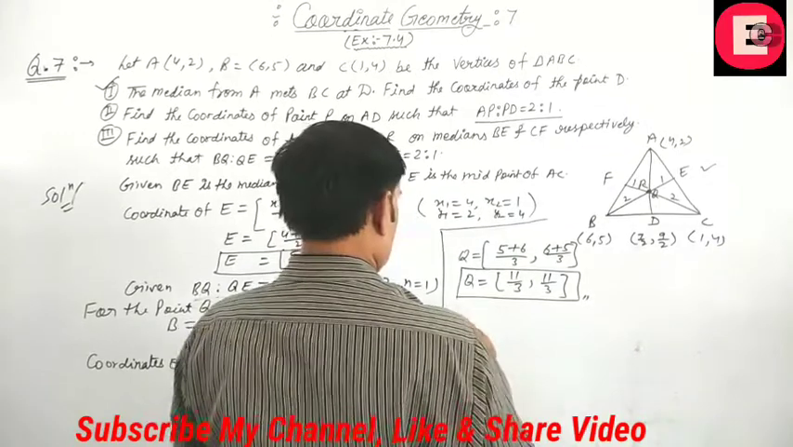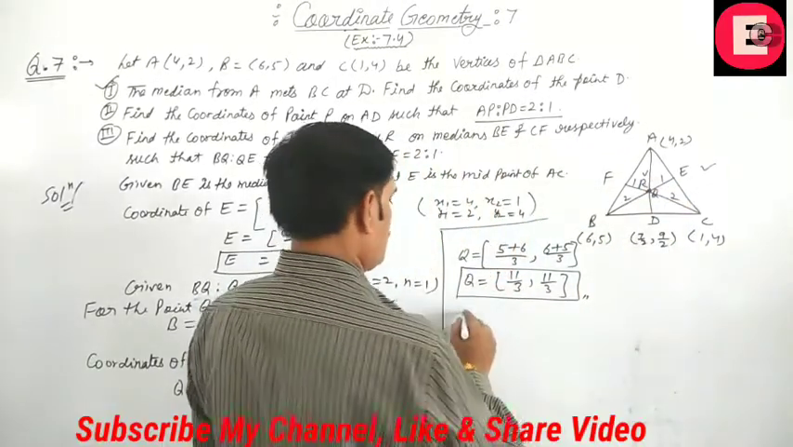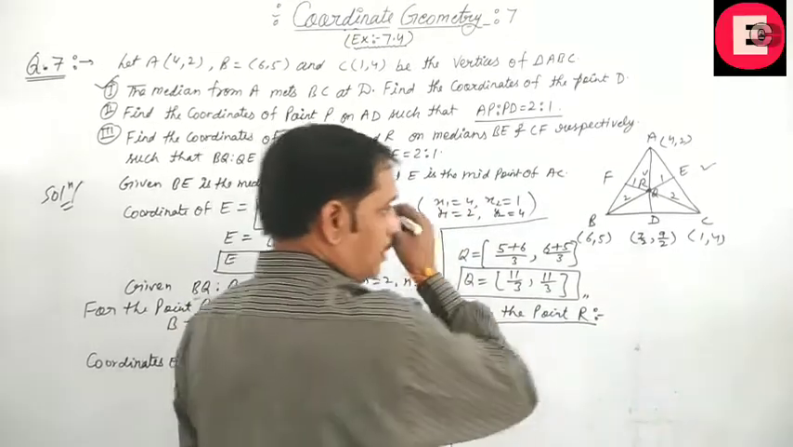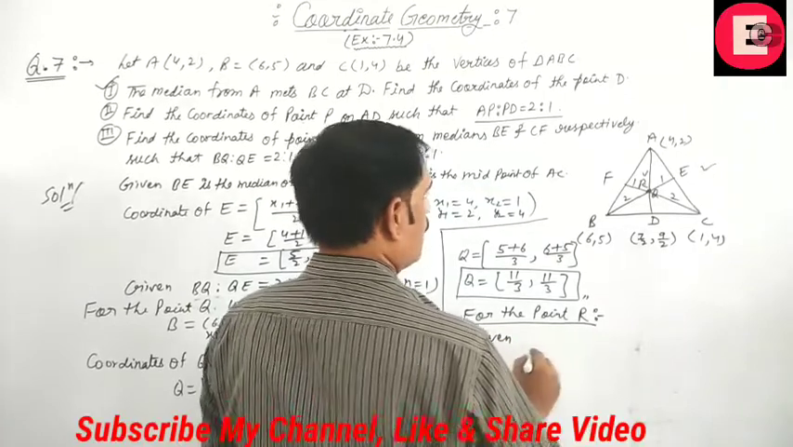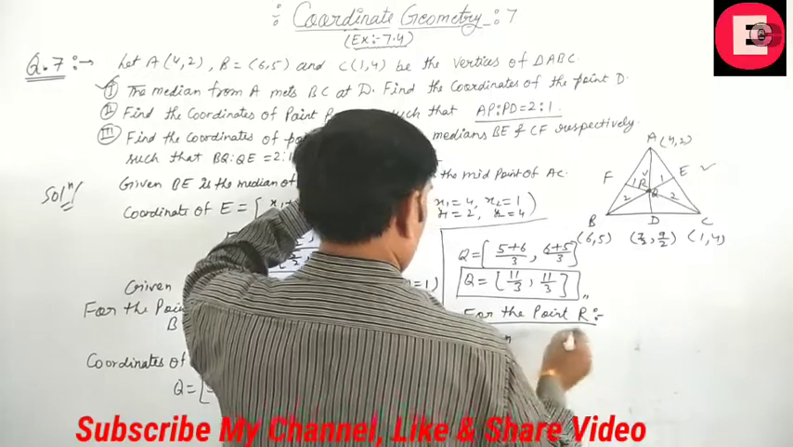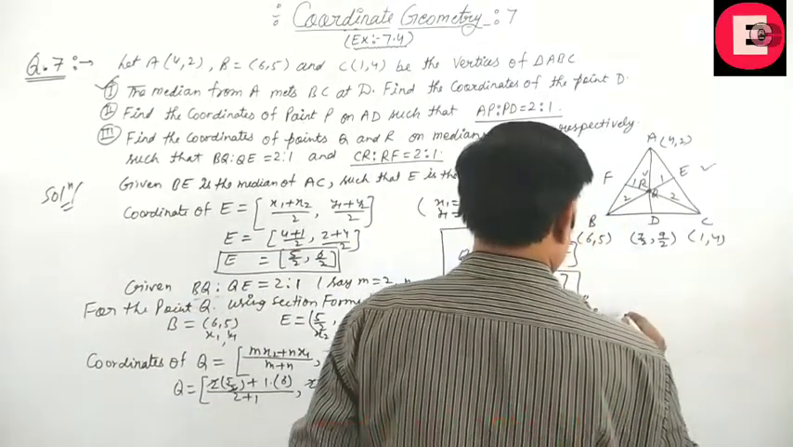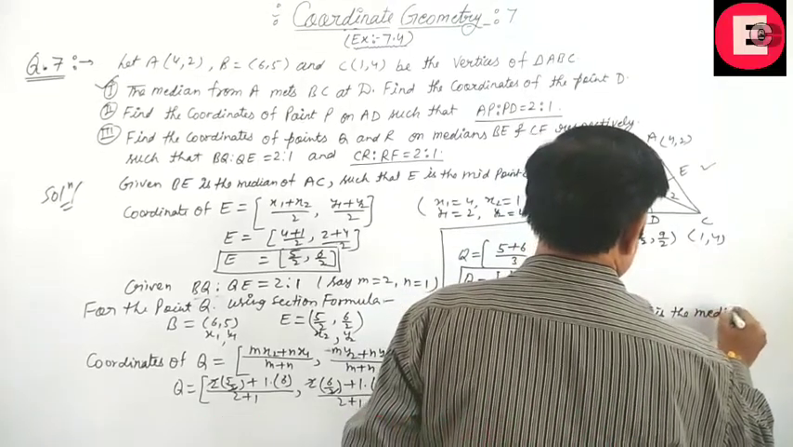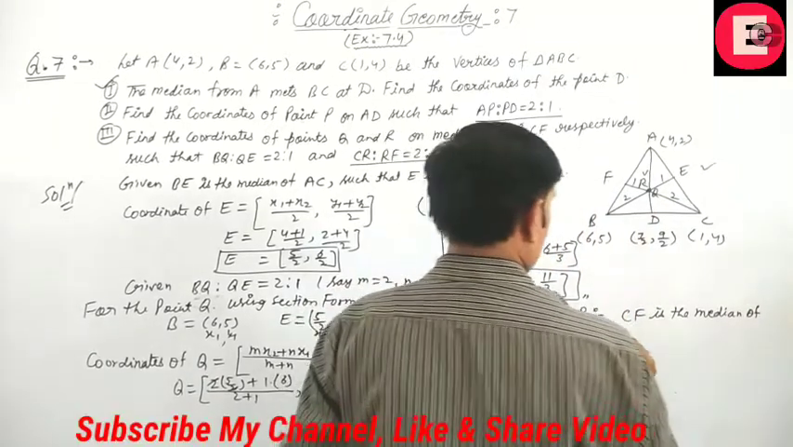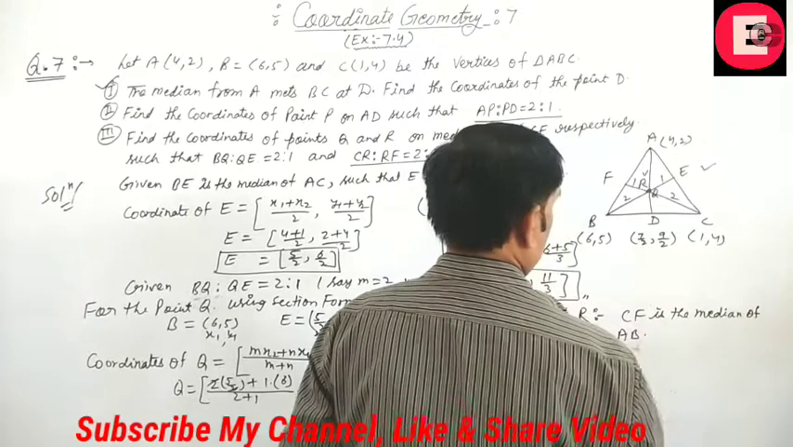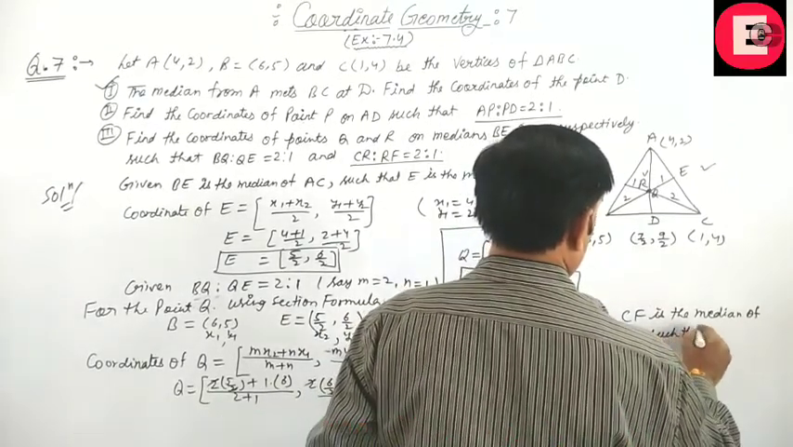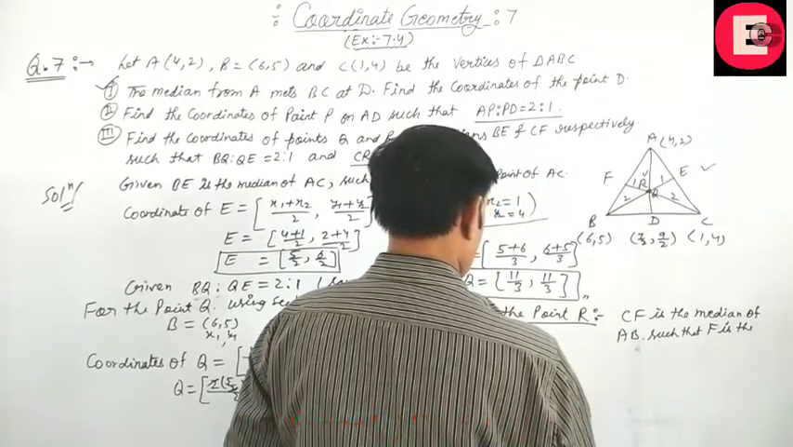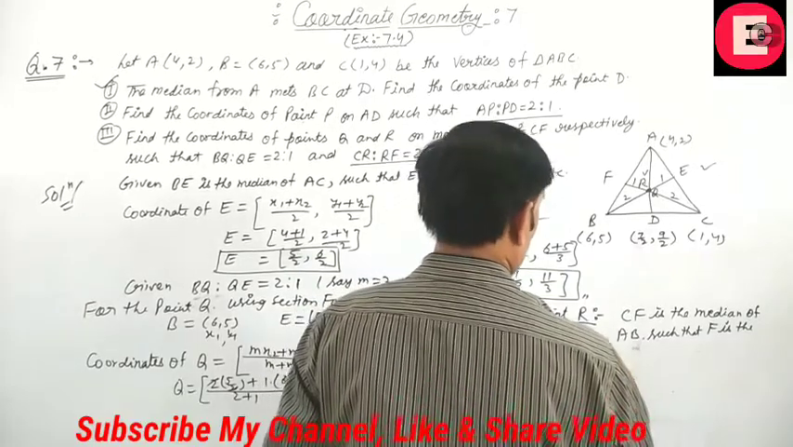Now for the point R, given CF is the median of AB, such that F is the midpoint of AB. Clear?